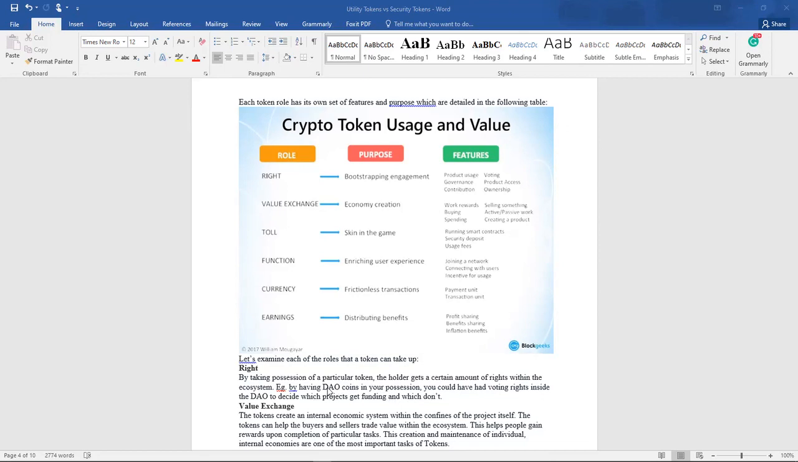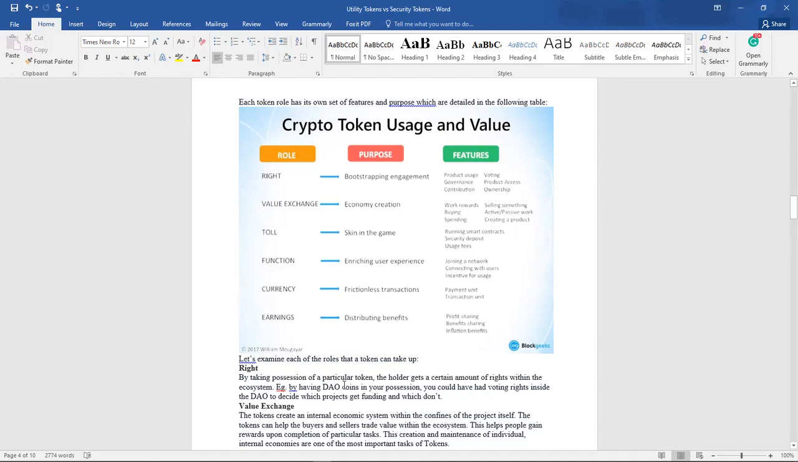You remember the DAO attack that we were talking about. The DAO coin was working like Kickstarter. You had voting rights to decide which project is best fitted for funding, and which one really deserves to be funded. That is the right, or the role, of the DAO coin.